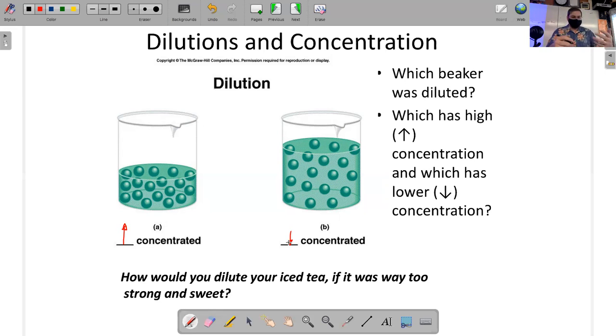Like if you make a solution, so maybe iced tea. If it's too strong, too sweet, you add more water and the particles spread out. If it's not sweet enough, you can add more solute. But what you can't do is take solute out or take water out. I mean, you can take water out of iced tea, just let it sit out and evaporate, but that takes a long time.